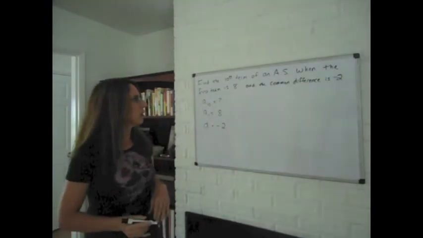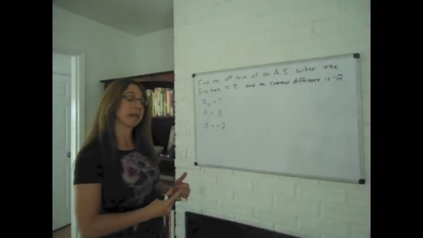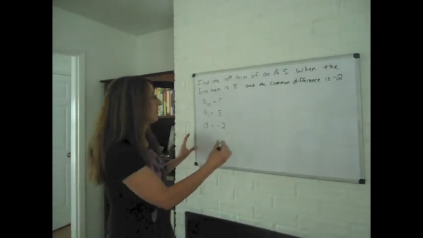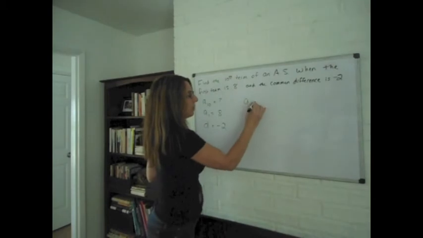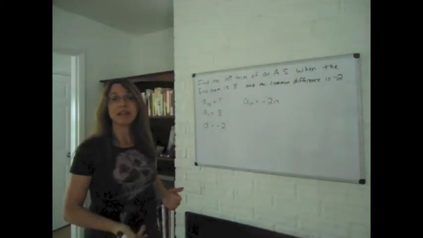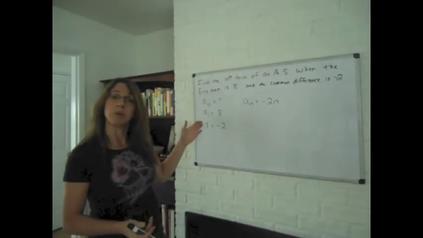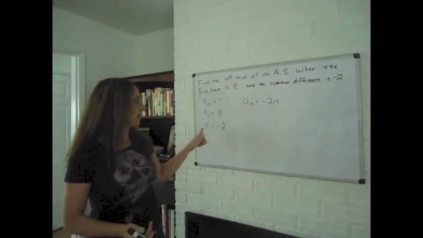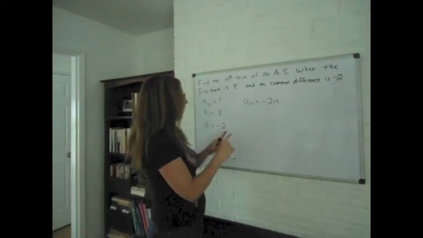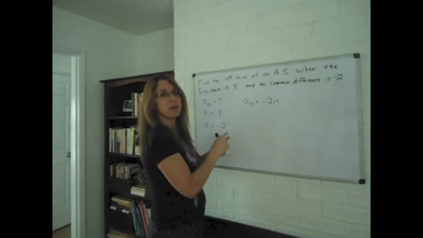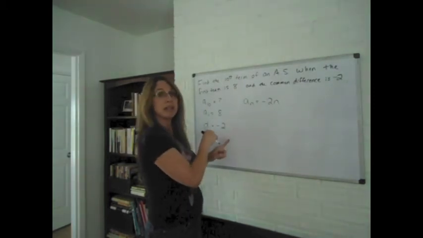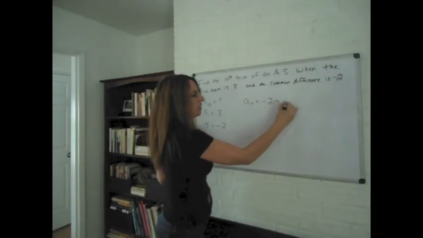There's a couple different ways we could go about this. One of them is the way I'm going to do it. I'm looking and saying, oh, thank you for giving me the common difference, -2. So I'm going to go ahead and write down -2n. And then the only thing I have left to find is a sub 0. They gave me a sub 1 is 8. I know that since the common difference is -2, as I'm moving forward in the sequence, I'm subtracting 2. As I move backwards, I'm adding 2. So if 8 is a sub 1, then 8 plus 2, 10, is going to be a sub 0.